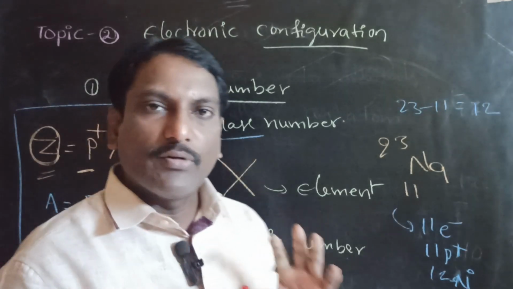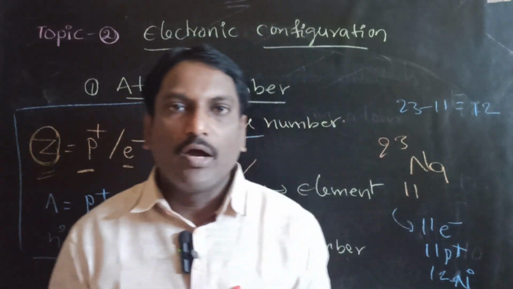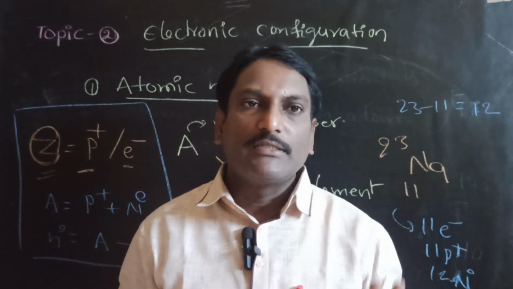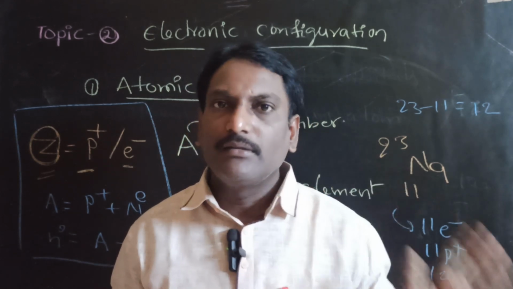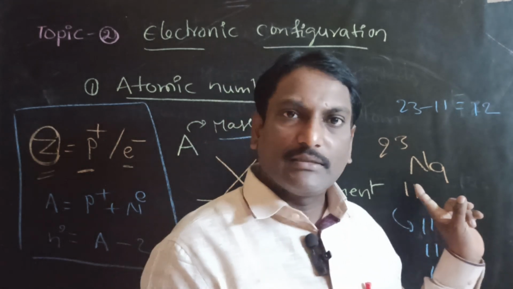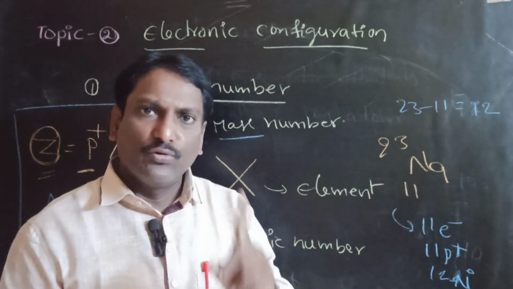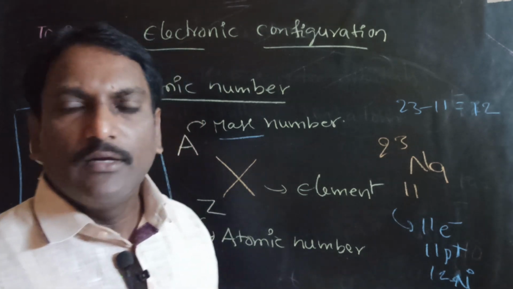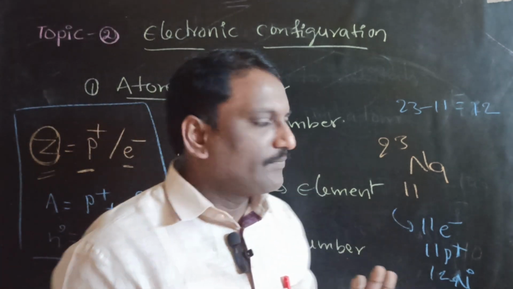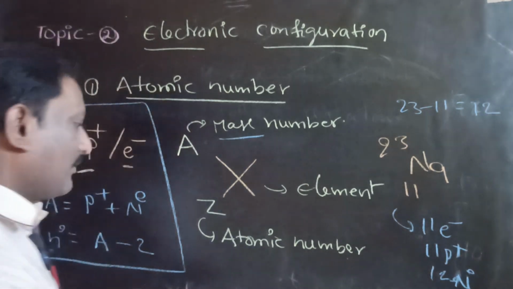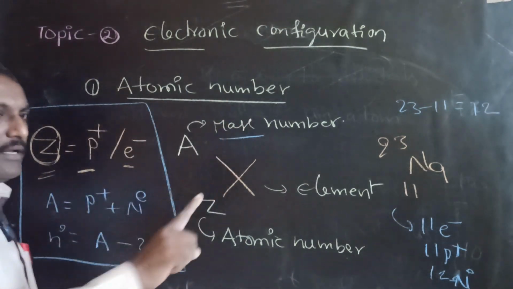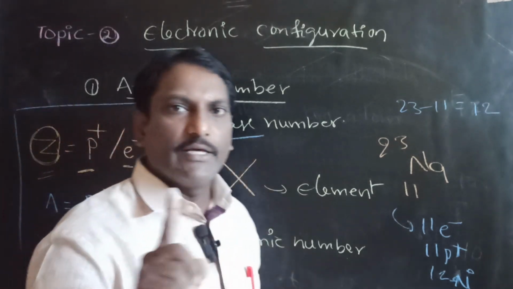If you want to write electronic configuration, we have to know the atomic number. I said 1 to 30 elements, symbols and atomic numbers, in basic class number 1. Please go through that, then you will get the atomic numbers of 1 to 30 elements. Please learn the 1 to 30 elements, symbols and atomic numbers, right? So this is point number 1, required atomic number. Is it clear to you?